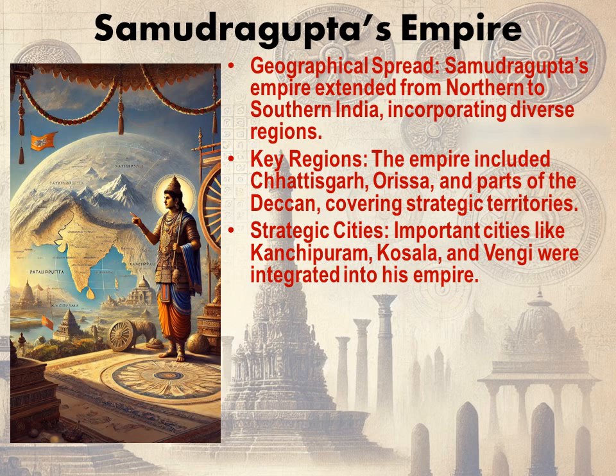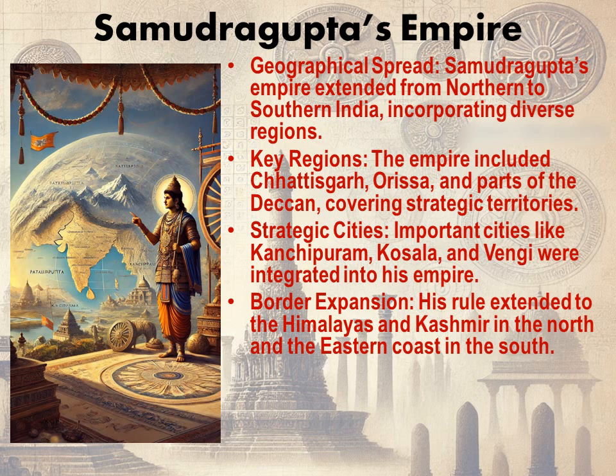Important cities like Kanchipuram, Koshala, and Vengi were integrated into his empire. So, all these important cities were under the rule of Samudragupta, and they were very much important not only as centers of power but also centers of commercial activities.